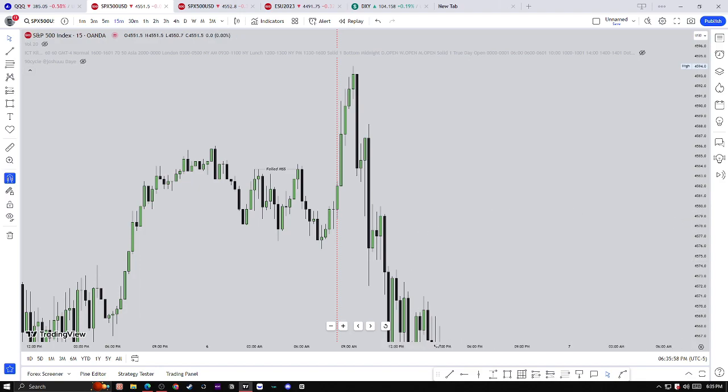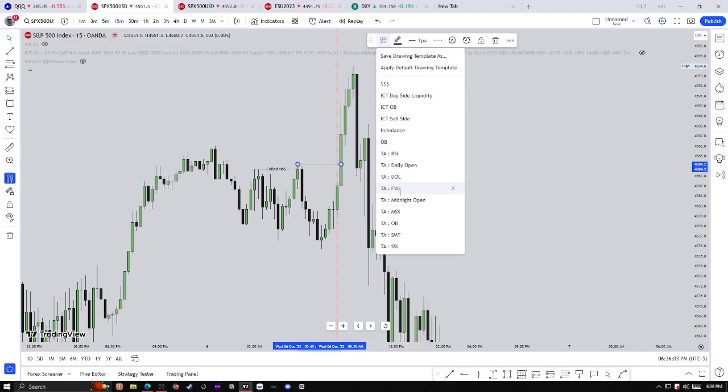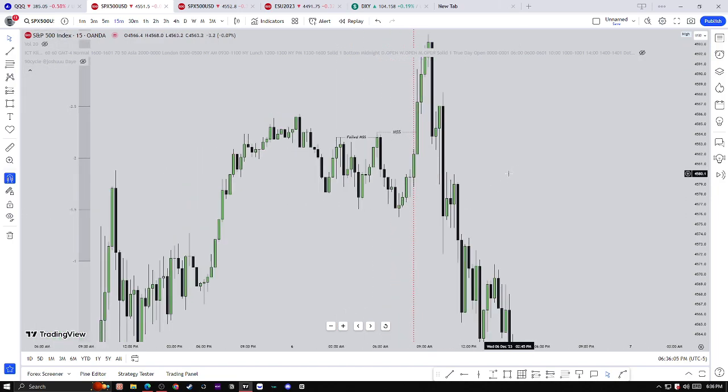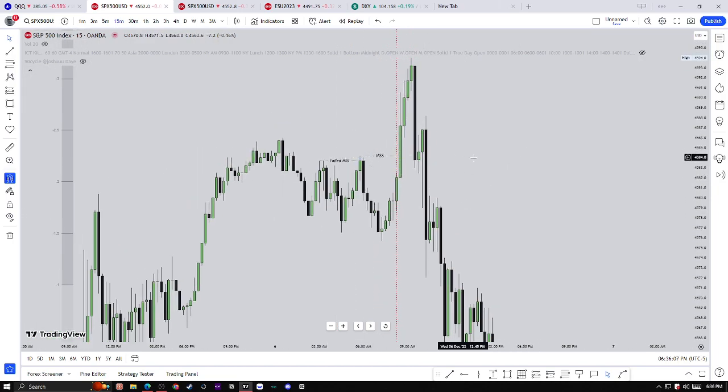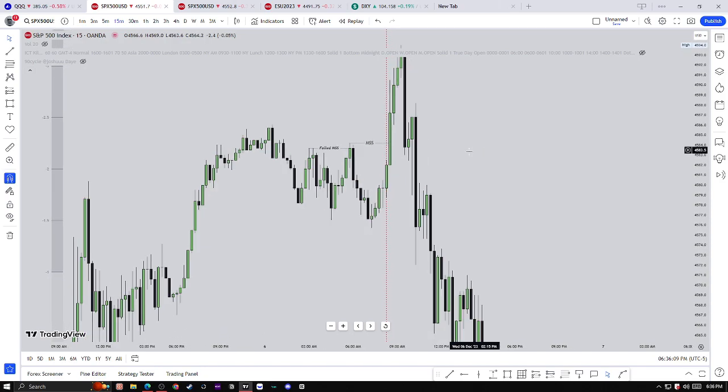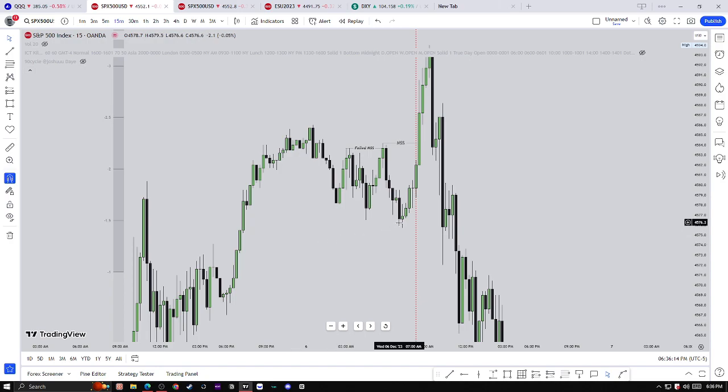But what would be valid is this. This would be a valid market structure shift, right? Because that broke fully above this high. Hence why we get that down move after the failed market structure shift. But what created the swing low here? That's what I want you to pay attention to.